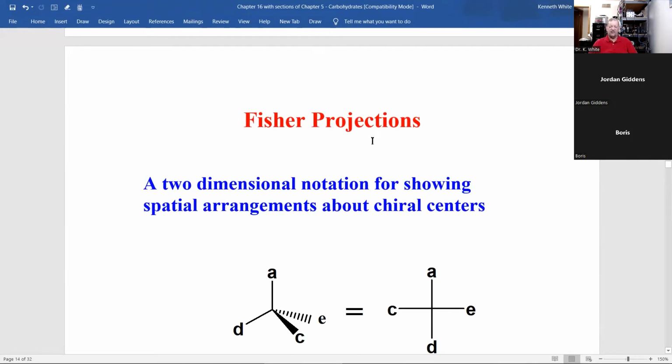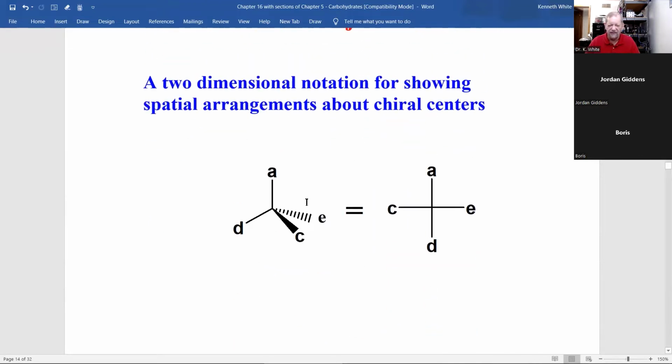Now, Fischer projection, which I won't ask on a test, but you'll see it in this class, you should understand. A Fischer projection is like you have a 3-dimensional carbon. This dark wedge means it's coming towards you. The dashed wedge is going back away from the plane of the screen, and A and D are in the plane. And if you think of E, hold on, let's see if I can do this.